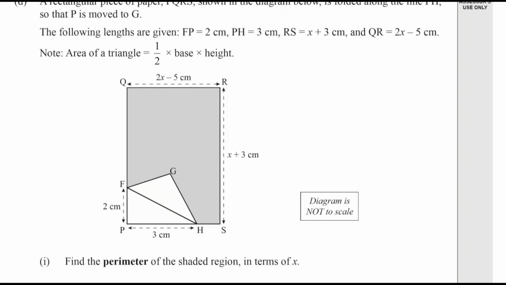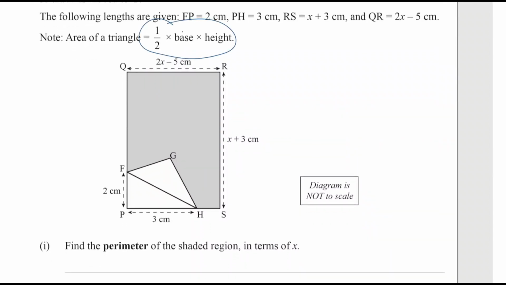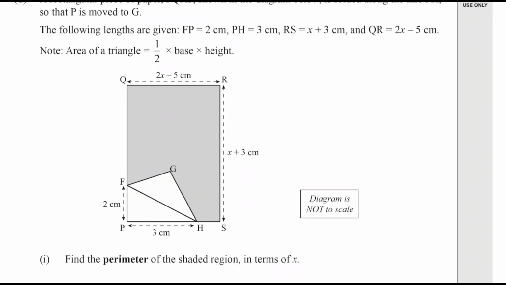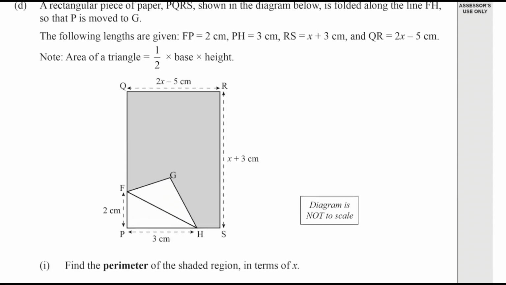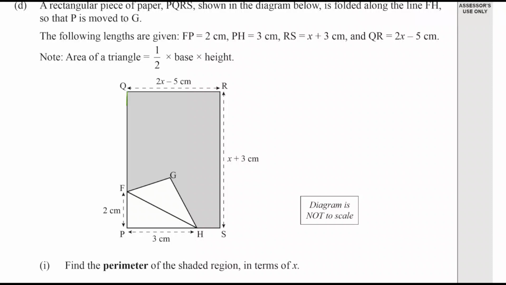We're given a few dimensions. Some of them are in terms of x, some unknown variable. We're reminded that the area of a triangle is half base times height. And our first task is to find the perimeter of the shaded region. So just to make that clear, the shaded region follows this green line. It's an interesting shape.